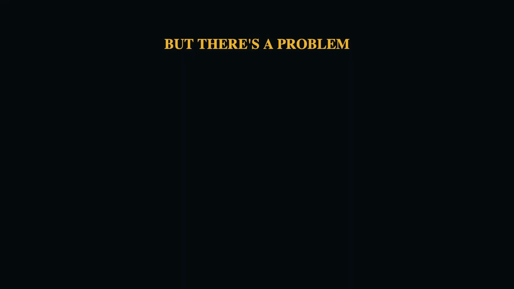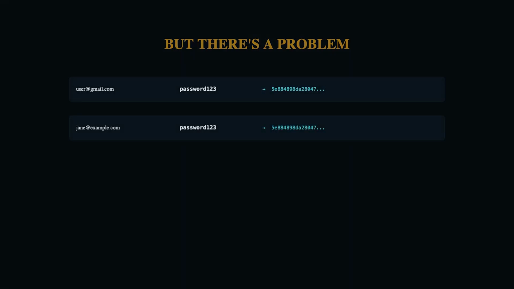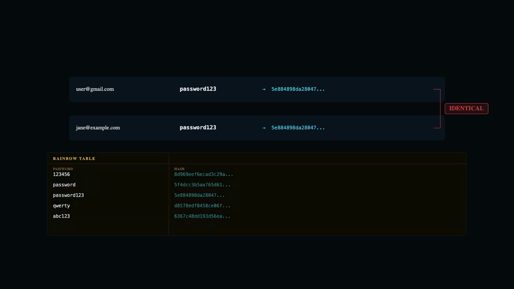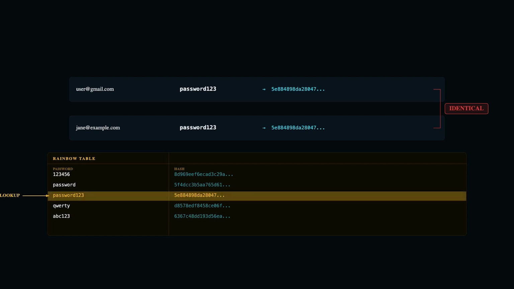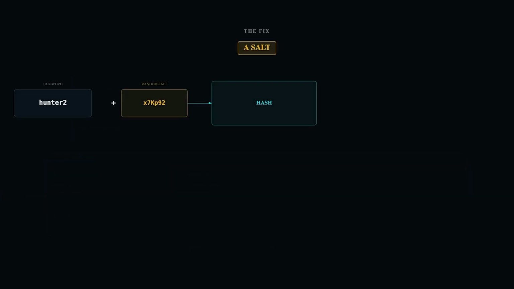But there's a problem. The same input always produces the same output. If you and I both use password123, our hashes are identical. An attacker who gets the database can build what's called a rainbow table, a pre-computed list of millions of common passwords and their corresponding hashes. One lookup, and they have your password instantly. The hash was pointless. The fix is called salt.